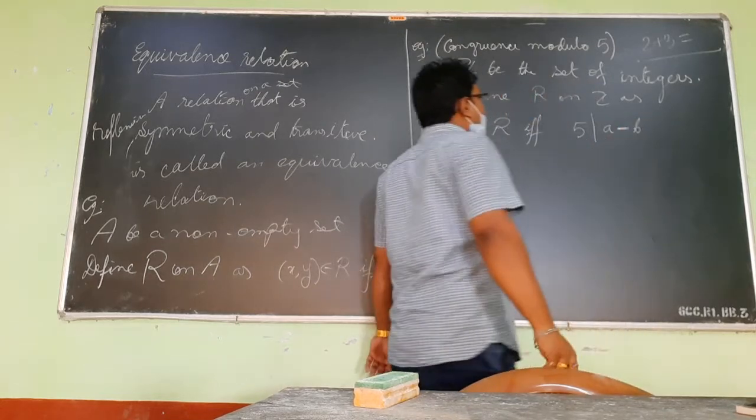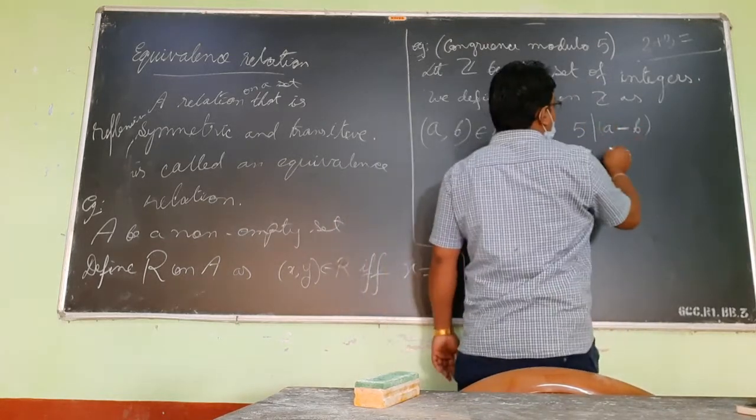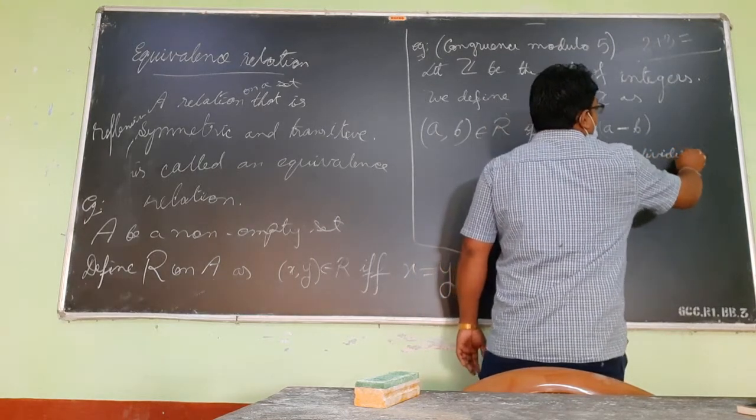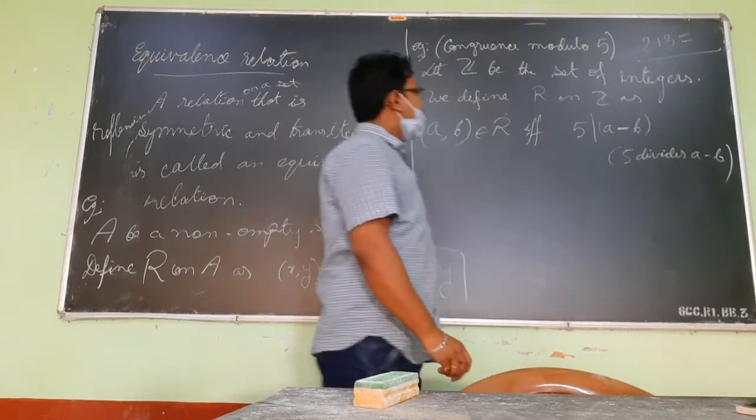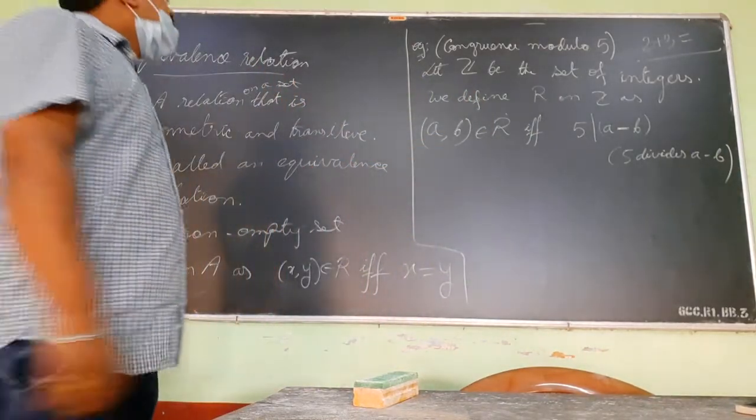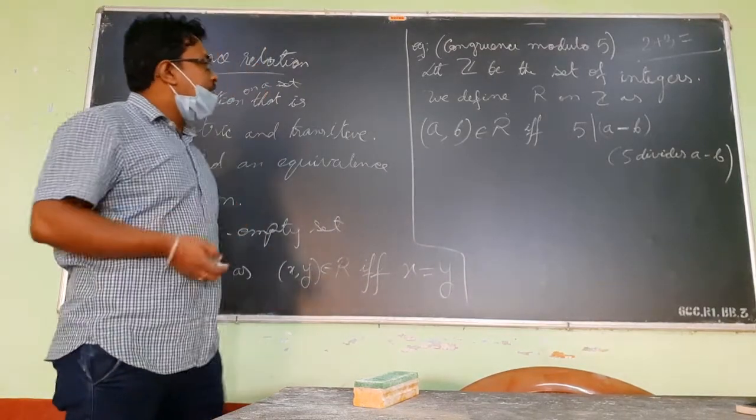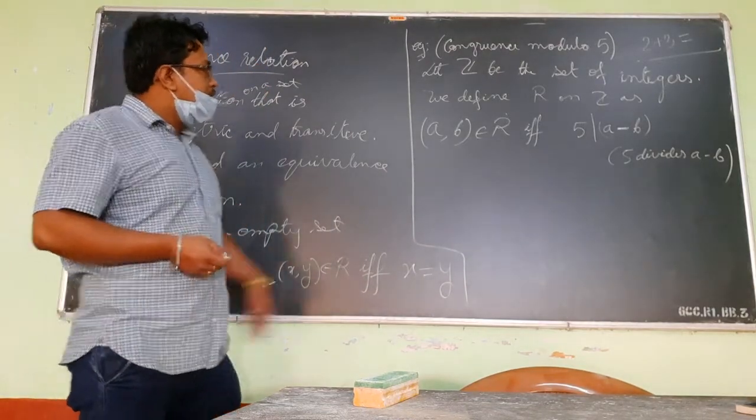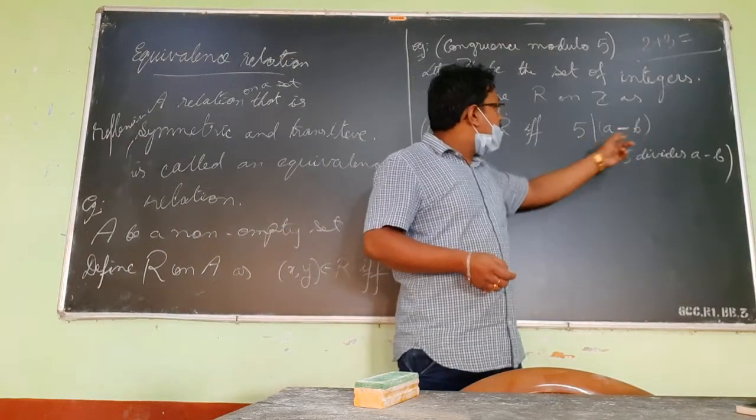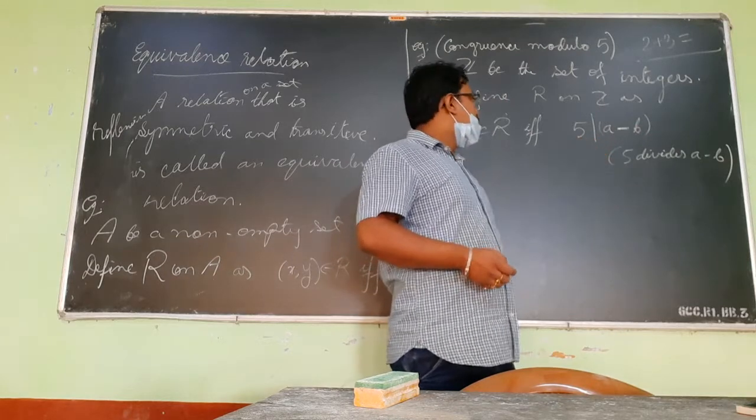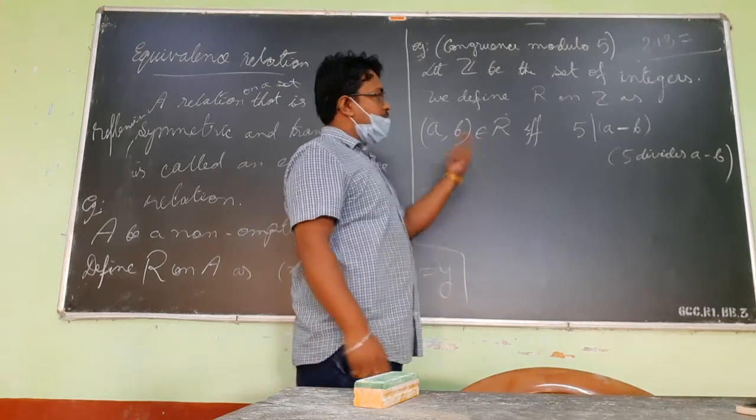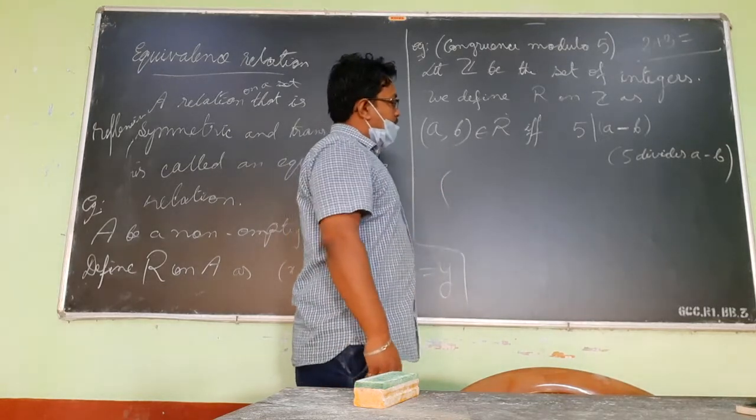5 divides a minus b. We have not done this, we will do this. Z is the set of integers, and we define a relation R on Z as: a and b are related if and only if a minus b is divisible by 5. So tell me some elements in this relation. A minus b is divisible by 5. What are the elements?